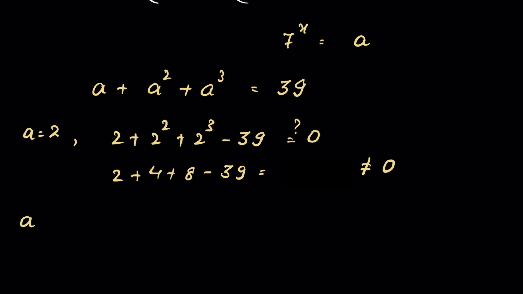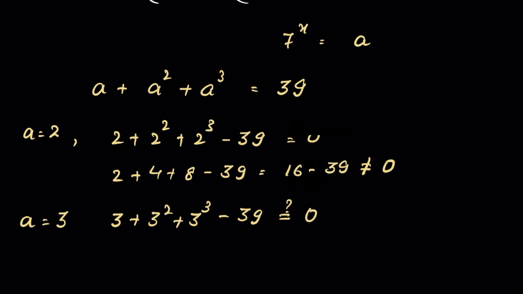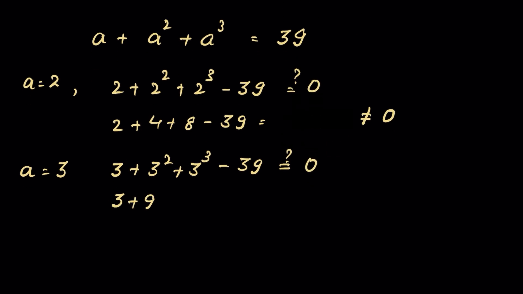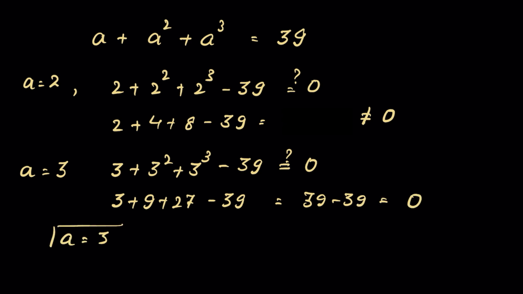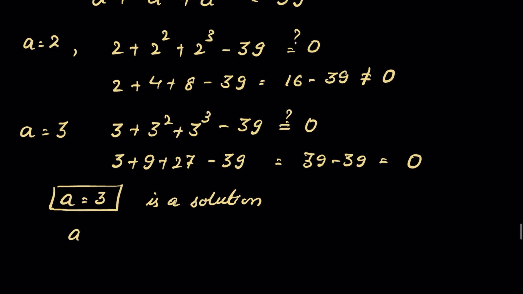Let us consider a as 3. Then we have 3 plus 3 square plus 3 cube minus 39. Let's check whether it is equal to 0. 3 plus 9 plus 27 minus 39 equals 39 minus 39 equals 0. Therefore a equals 3 is a solution. That means a minus 3 is a factor.